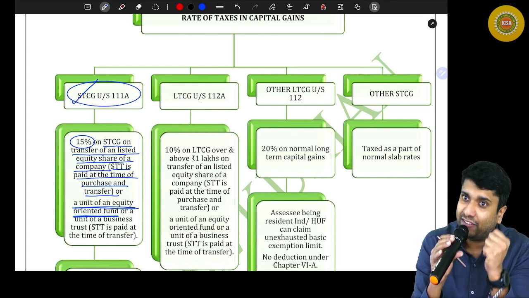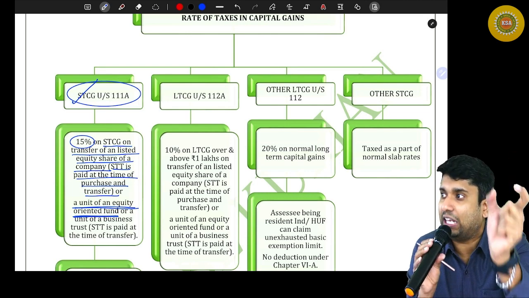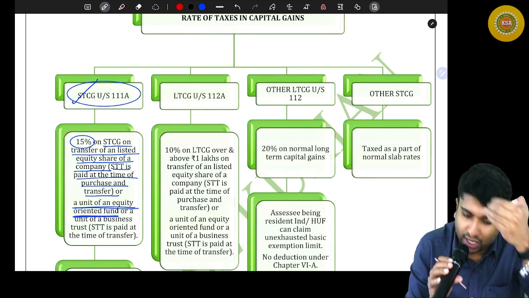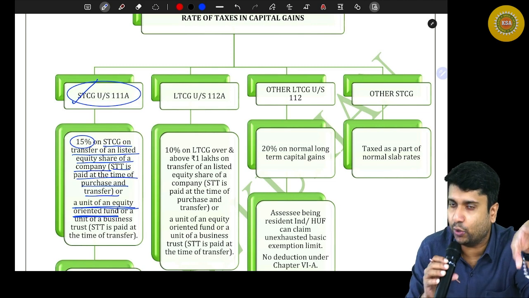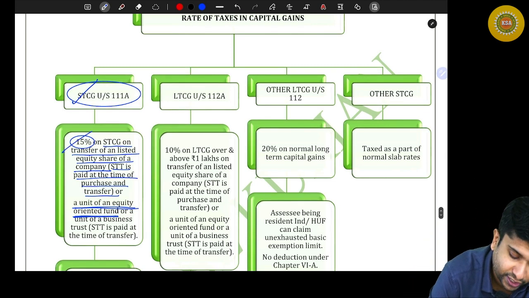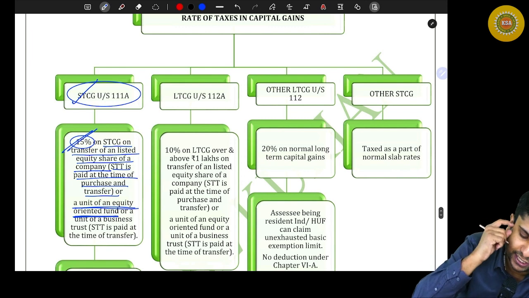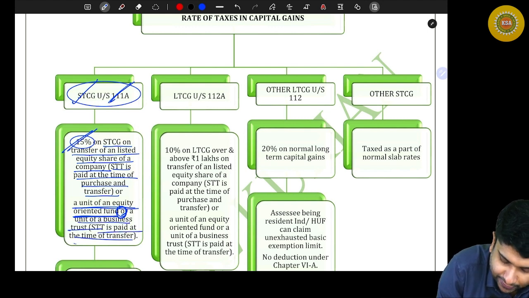And if you have invested in that equity-oriented fund, you will be called a unit holder of that equity-oriented fund. If you are selling those units and you have a short-term capital gain, that will be subjected to what rate, friends? 15% rate of tax under section 111A. Are you with me? Or a unit of a business trust where STT is paid at the time of transfer.